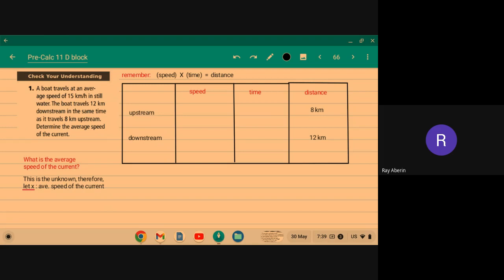So what is the average speed of the current? That is what we are looking for. Since that is what we're looking for, that is your unknown. Therefore, that would be your x.